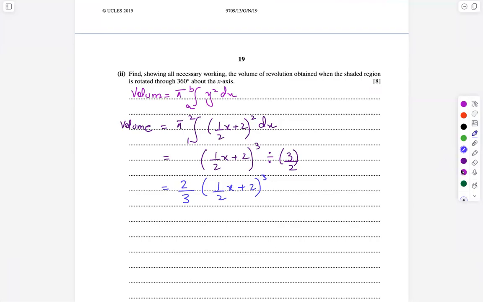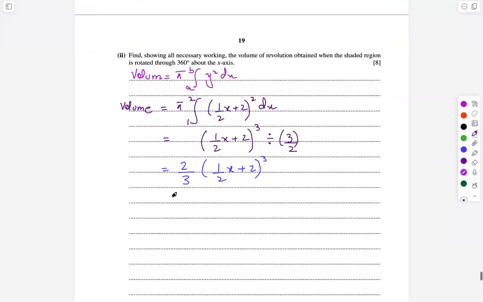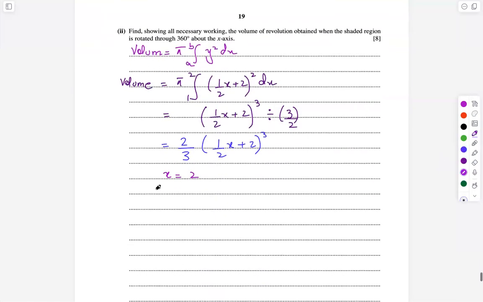Now once we have integrated this, we can apply the limits. So the limits are 2 and 1. So applying first x equals 2 into this equation, we'll get 2 upon 3 multiplied by (1 upon 2 into the x value 2, plus 2) to the power 3. And then applying the lower limit, which is x equals 1, that will become 2 upon 3 into (half into 1 plus 2) to the power 3.